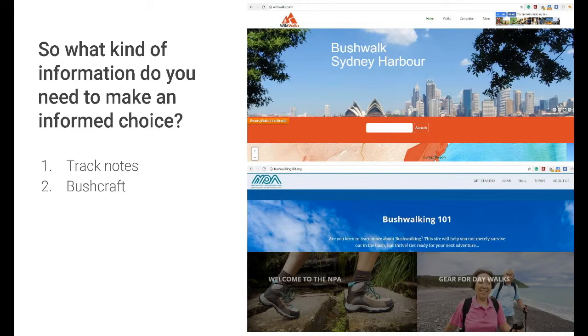There's bushcraft, which is: how do I generally bushwalk? You know, how do I tie my shoelaces? What do I need to put in my pack? How do I read a map? How do I navigate? How do I get around generally on a bushwalk? Then there's the track note information, which is: how do I undertake this specific walk? Where do I turn left? Where do I turn right? Where's the start of the walk? That kind of information.